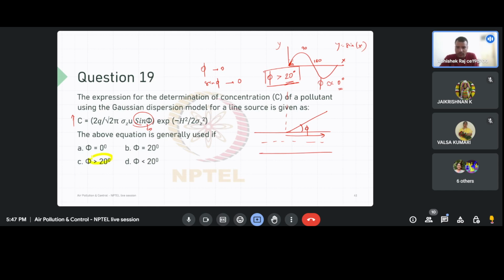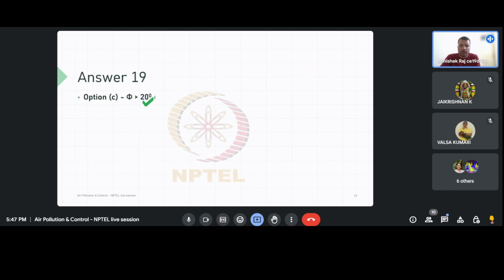So yeah, phi should be taken as greater than 20 degrees. We'll not take it very close to 0. We'll take it at higher values. So phi is greater than 20 for computation of concentration of air pollutant for a line source. So phi greater than 20.